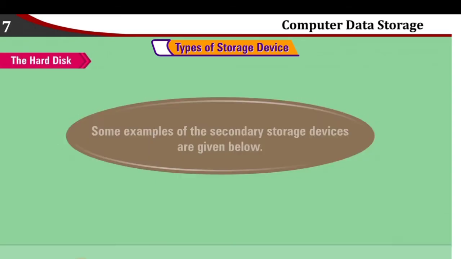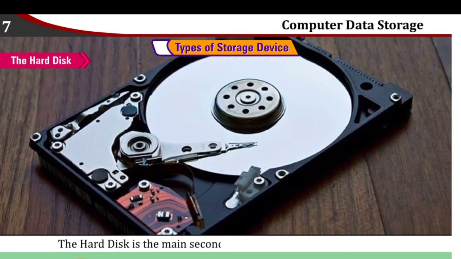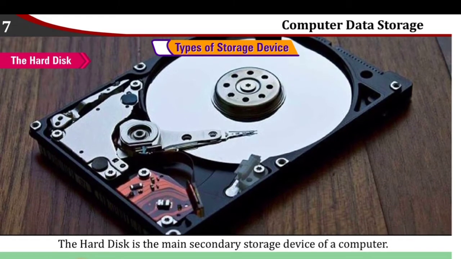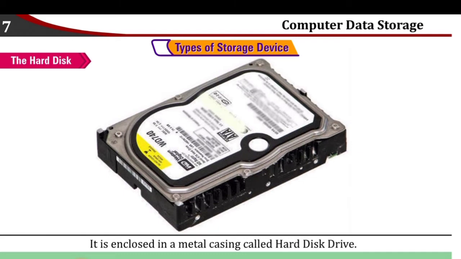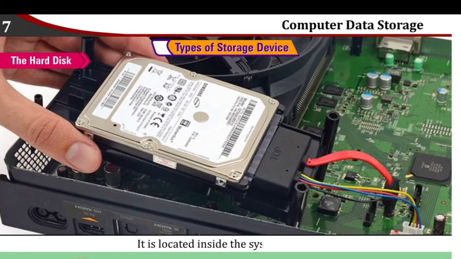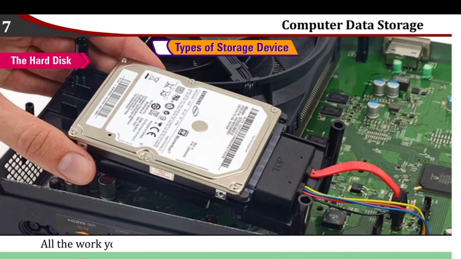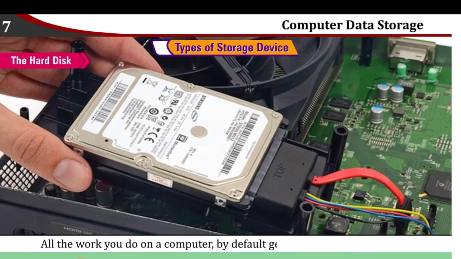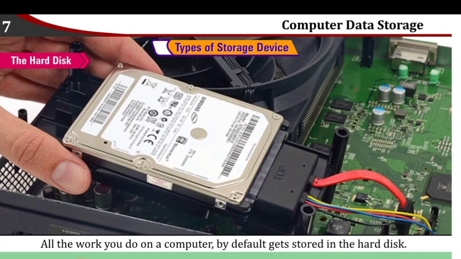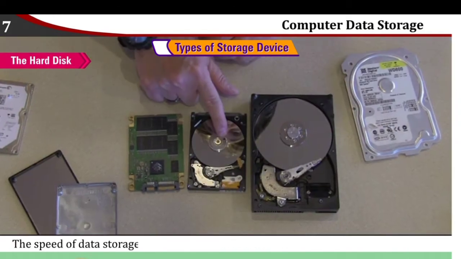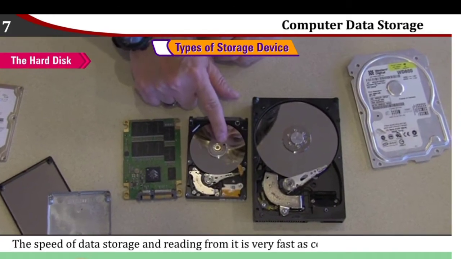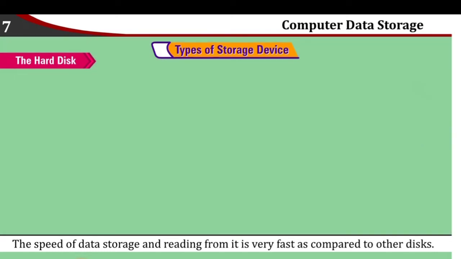The hard disk. The hard disk is the main secondary storage device of a computer. It is enclosed in a metal casing called the hard disk drive. It is located inside the system unit. All the work you do on a computer by default gets stored in the hard disk. A hard disk can store a lot of data. The speed of data storage and reading from it is very fast as compared to other disks.